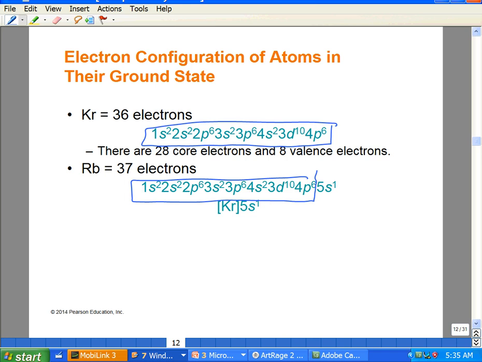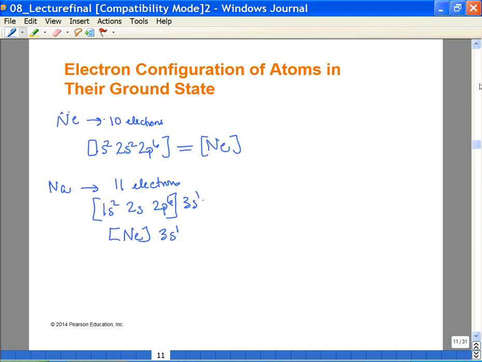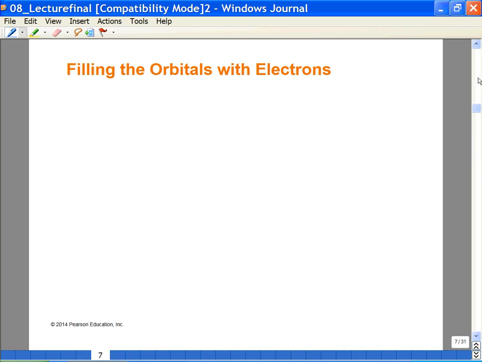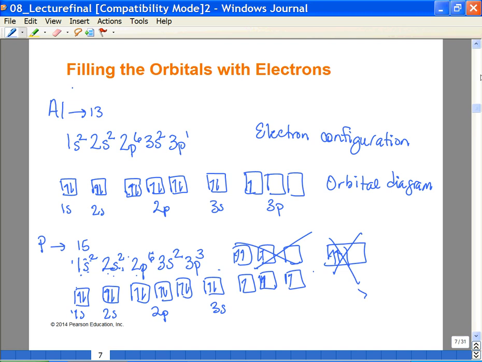So I'm going to go back up. Is everybody done writing on this slide? I'm going to go back up a little bit into these. And let's see what we would do using the core configuration notation for these, for aluminum. It would be neon, right? And so would phosphorus. It would also have neon.